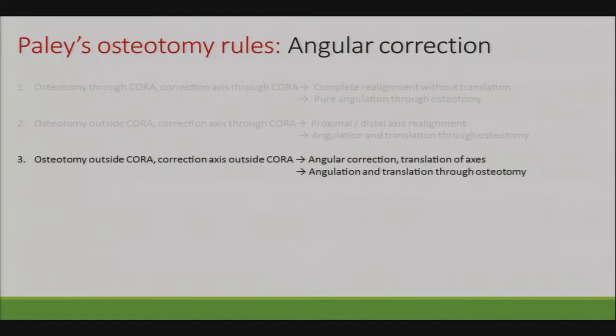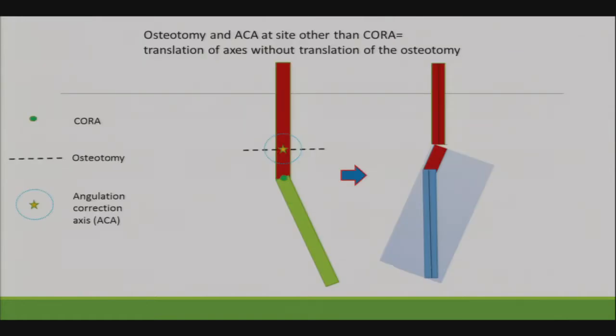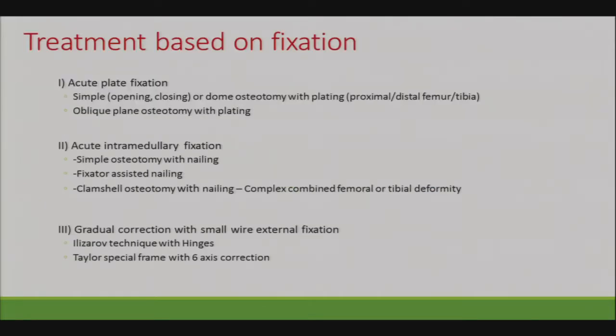And then the third, if you cut outside of the chora and rotate outside of the chora, you get translation of the axes and angulation and translation through the osteotomy site. So now we've translated the proximal and distal axes, but corrected the angulation. Sometimes that may be beneficial, actually, because this moves the entire axis more than just a pure angular correction. So imagine the ankle's down here and the hip is up here. We've moved the entire axis significantly more, let's say lateral or medial, depending on the angle of deformity. So those are the so-called Paley's osteotomy rules.